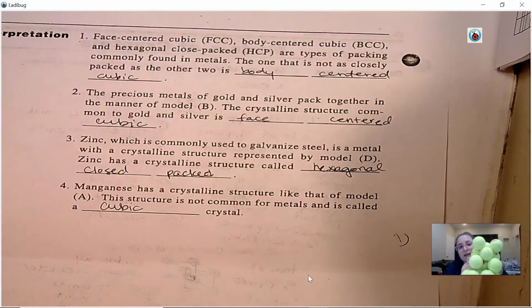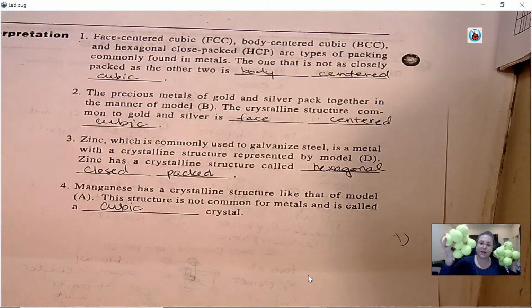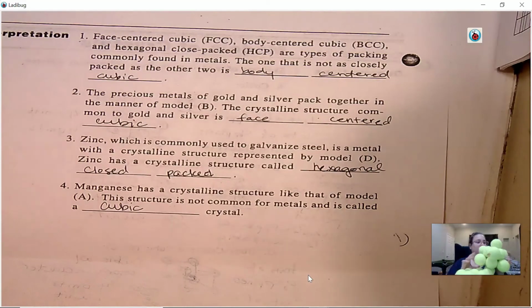Question 3 says zinc, which is commonly used in galvanized steel. Galvanized means that you add a layer of zinc to prevent corrosion. So it is represented by model D. Which one was model D? This was HCP, hexagonal closed packed.